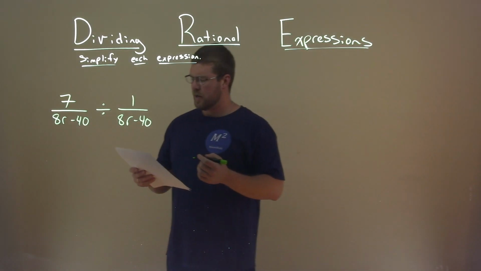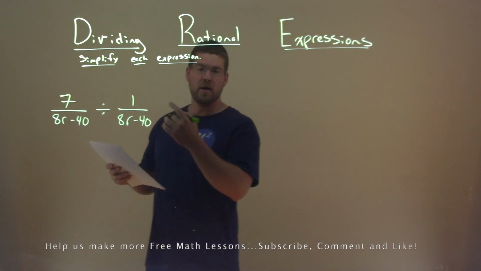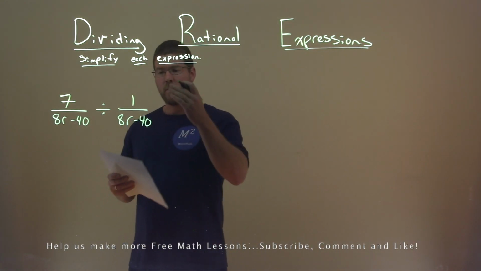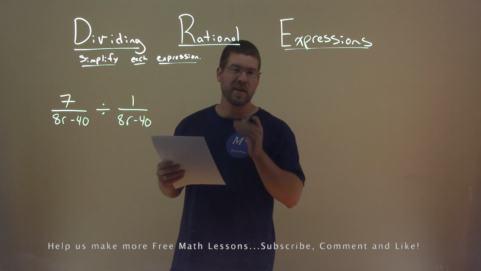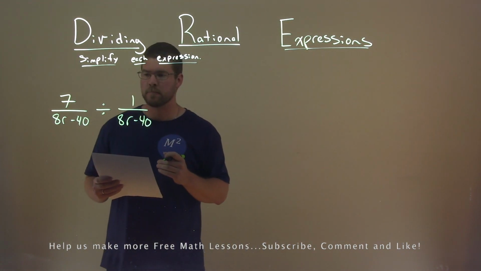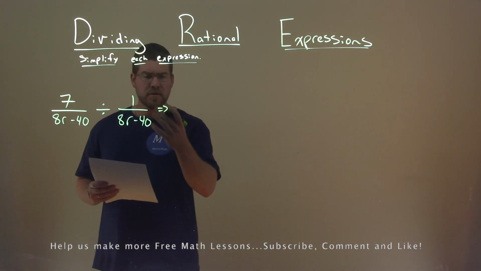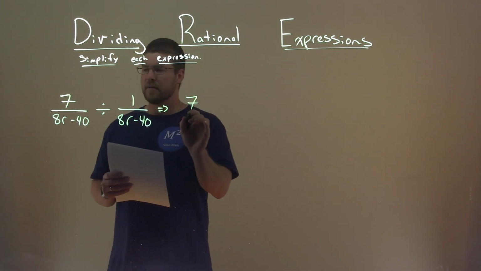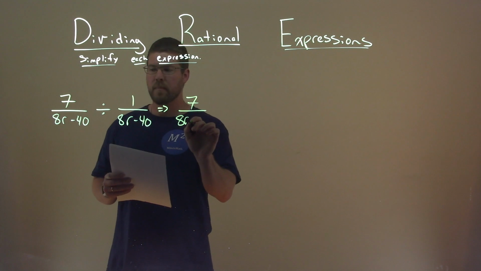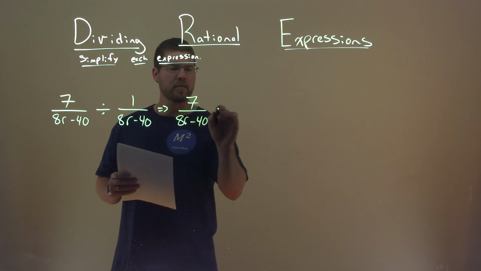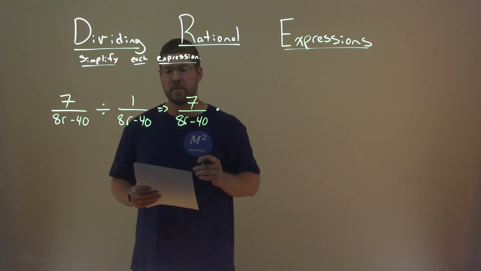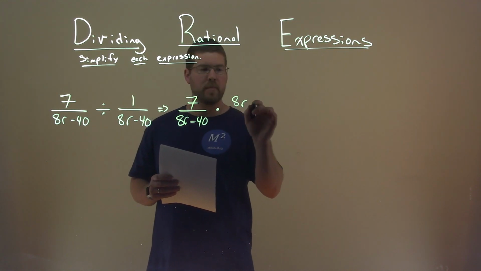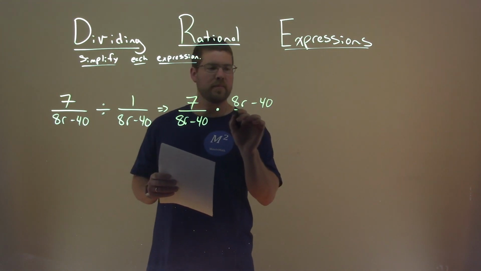We're given this problem right here. 7 over 8r minus 40 divided by 1 over 8r minus 40, and we want to simplify this expression. Well, I don't like to write this as a division problem, but more as a multiplication problem. So we're going to take 7 over 8r minus 40 and leave it there. But instead of dividing, we're going to multiply, and we're going to flip the second fraction: 8r minus 40 over 1.